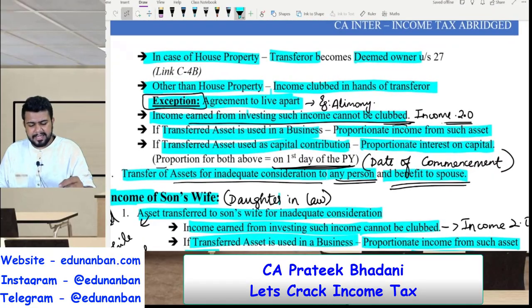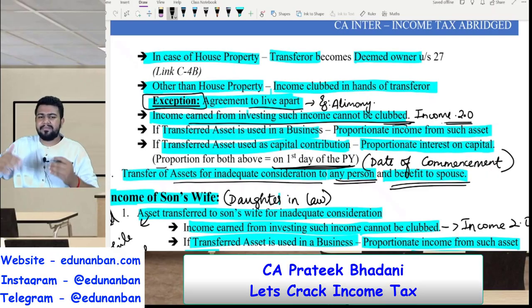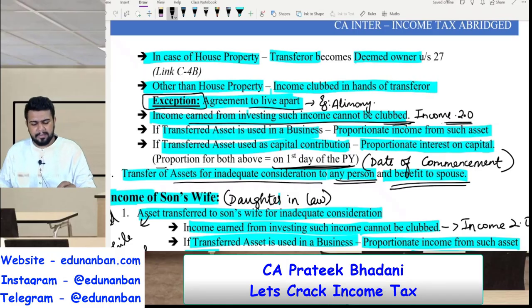The exception is an agreement to live apart. I told you that if any assets are transferred under an agreement to live apart, for example my wife and I are getting separated and I am giving the property to my wife without consideration or for inadequate consideration, as alimony or otherwise, then this clubbing provision will not apply.